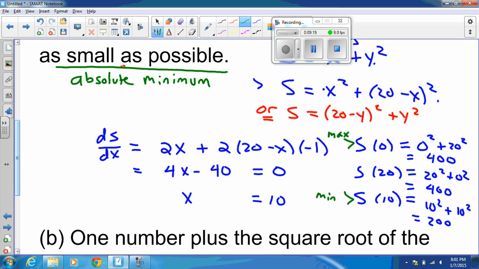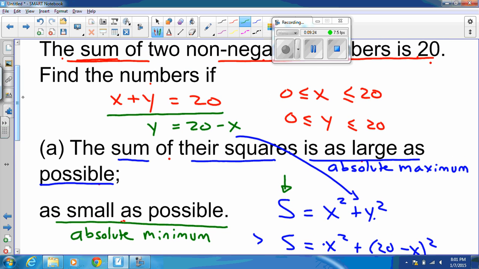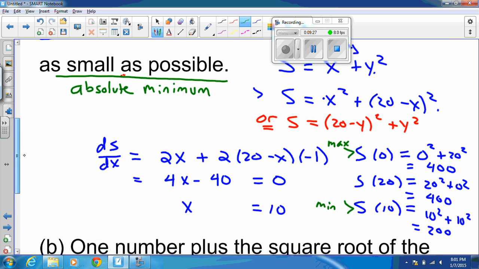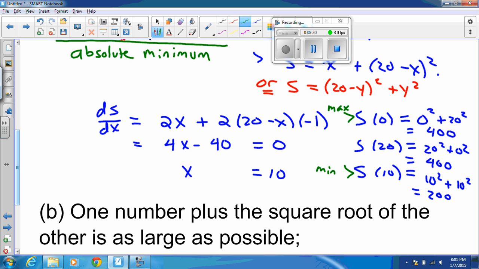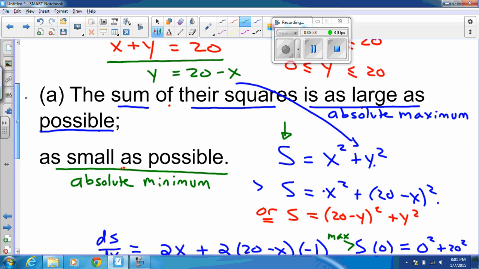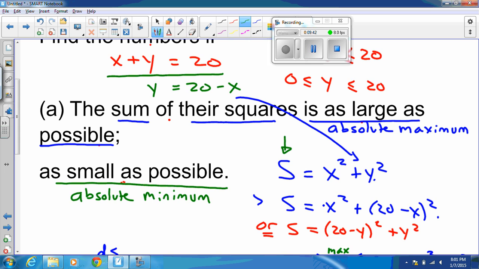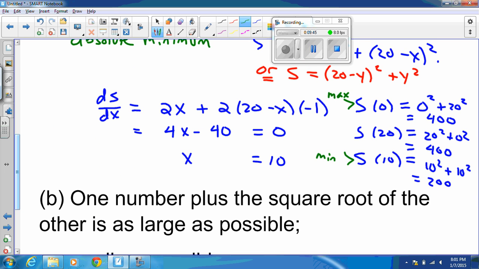Having found the min and max, we need to come back and answer the question that was asked. Now, the question that was asked is, find the numbers. So we haven't quite done that yet. We have found values of x that give us max and min, but we haven't found both numbers. So to do that, we're going to go back to the fact that y is equal to 20 minus x, and we'll plug in our y values. When x is 0, y is 20. When x is 10, y is 10. And finally, when x is 20, y is 0.